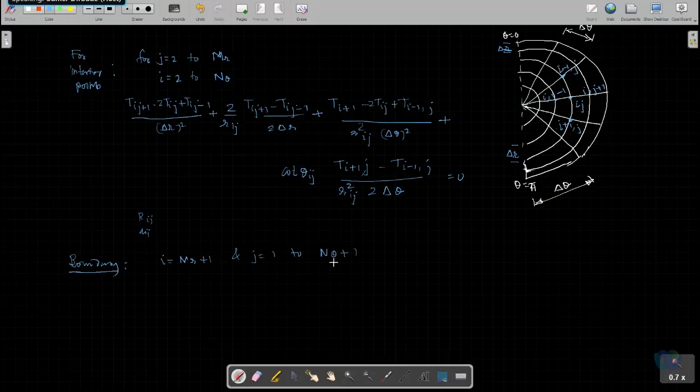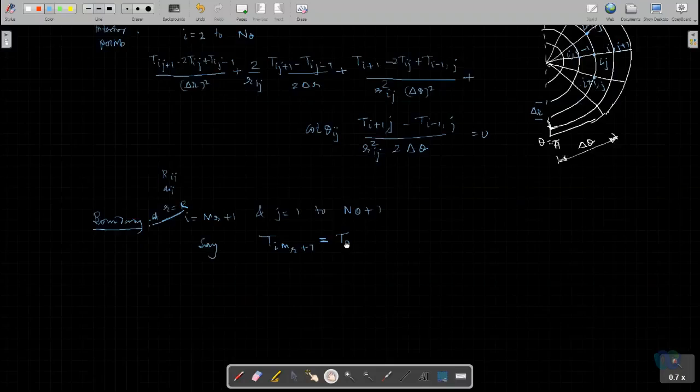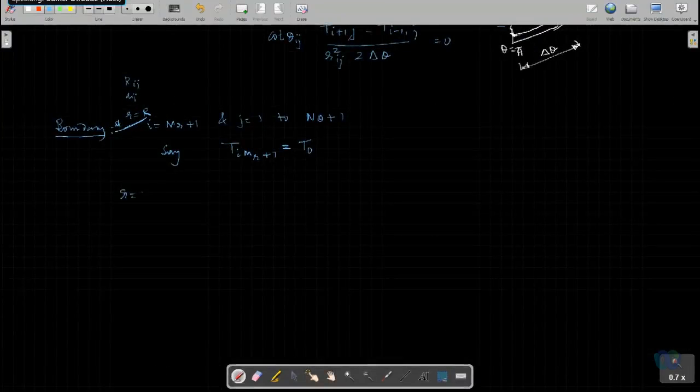Say this is a Dirichlet boundary condition, T at R, MR plus 1 is equal to T naught, a given value. So at R equal to capital R, there is no problem. Same problem. And at R equal to 0, you have a problem, isn't it?